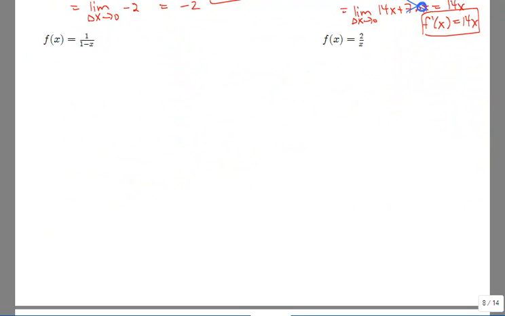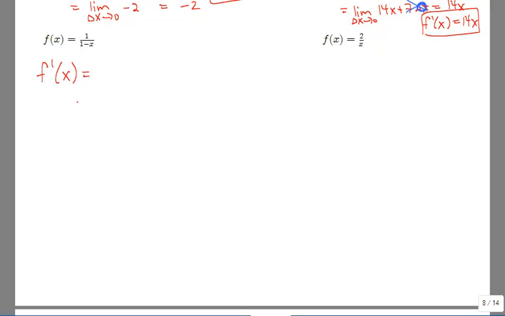Alright, let's try a couple more that are a little bit more complicated. These are both involving some fractions. So we want to find the derivative of the function 1 over 1 minus x. So we always start with our limit definition of the derivative.